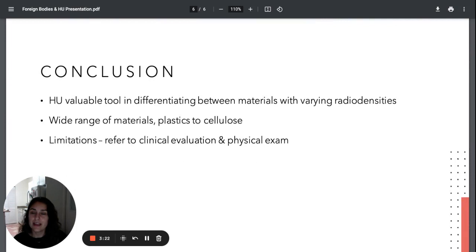In conclusion, Hounsfield units are a valuable tool to differentiate between materials with varying radiodensities. HU values can be used to detect and characterize a wide range of materials, from metals to plastics to cellulose. However, it is important to recognize the limitations of HU values and to use clinical evaluation and thorough physical exam to appropriately diagnose and treat the patient.